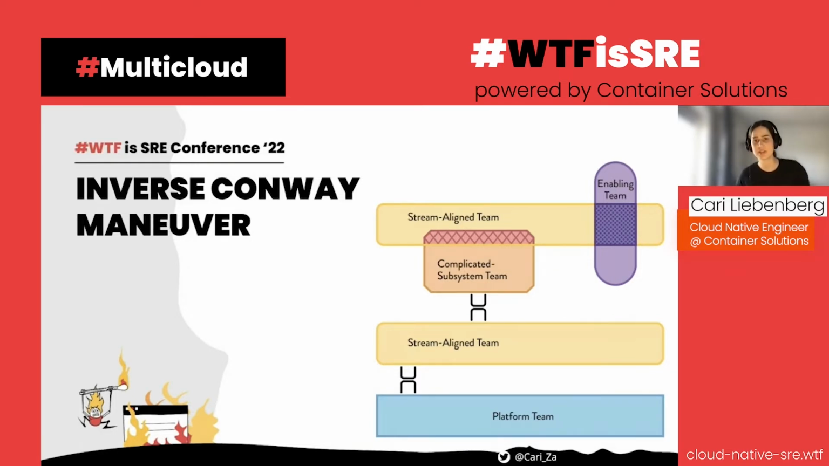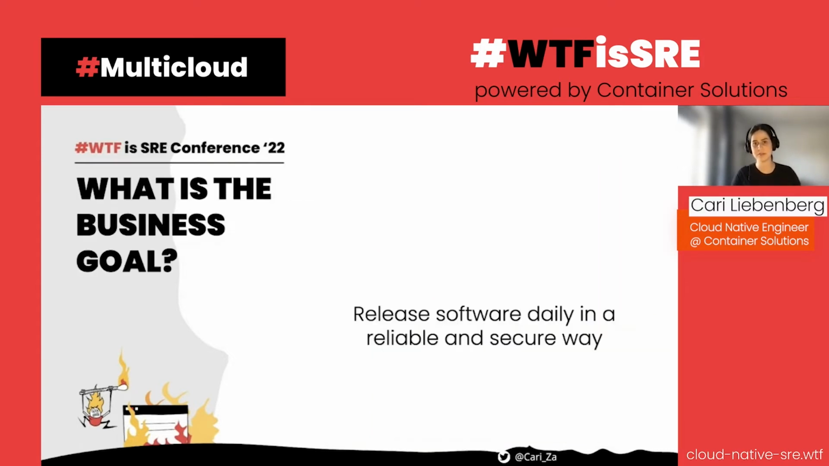So the next thing James needs is a little bit more clarity of what the team needs to achieve. And so James has spoken to the enterprise architecture team and the management team, and he's asked them to collaborate and come up with a business goal. So they've come back to James with: release software daily in a reliable and secure way. And this gives James and his team a really good way of prioritizing what they should be building.